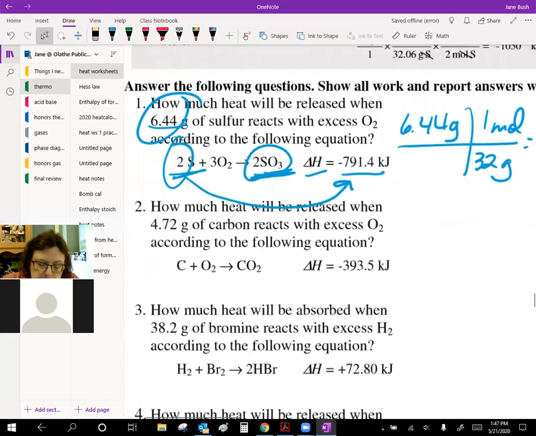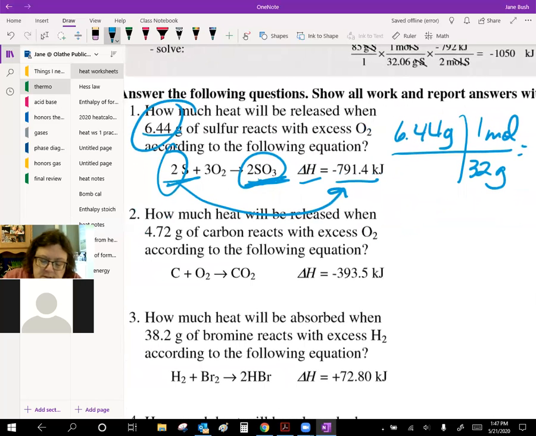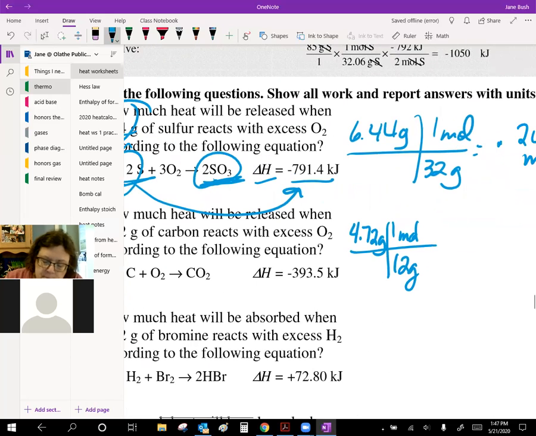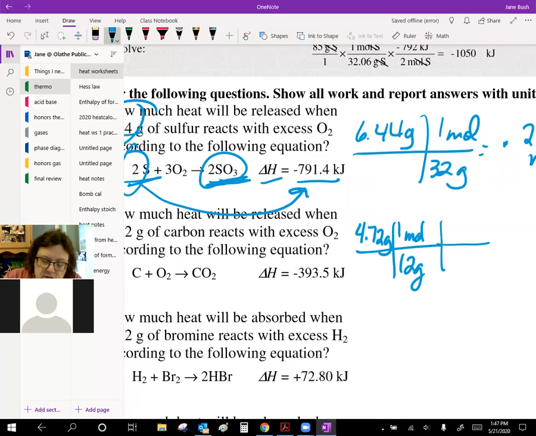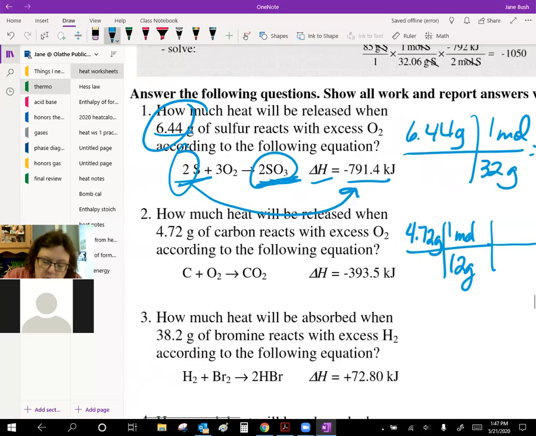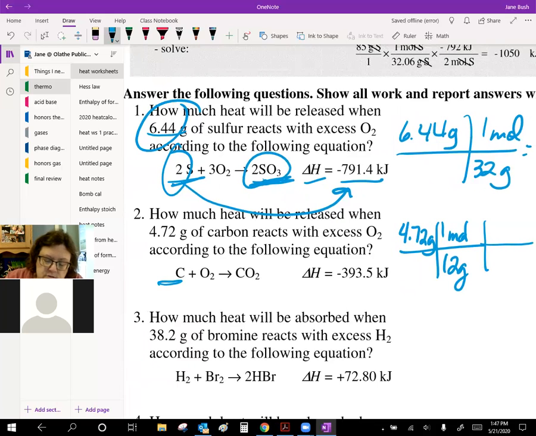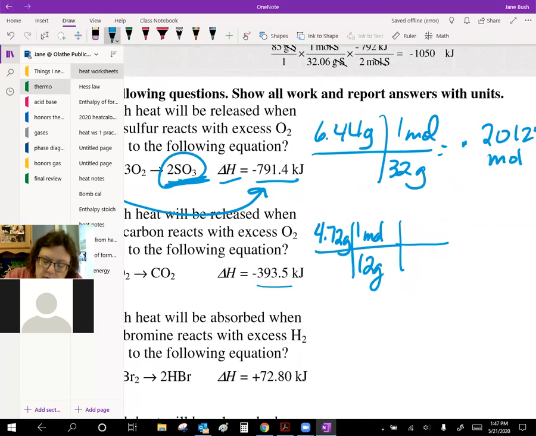Next one. 4.72 grams of carbon. How much heat will that release? So 4.72 grams divided by 12 grams per mole. And then we're going to multiply by the ratio of the coefficient to the energy. Coefficient for carbon is 1. The energy is 393.5. And you'll get energy. Okay?